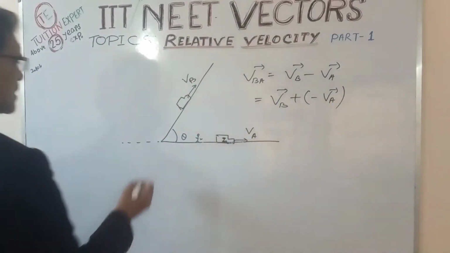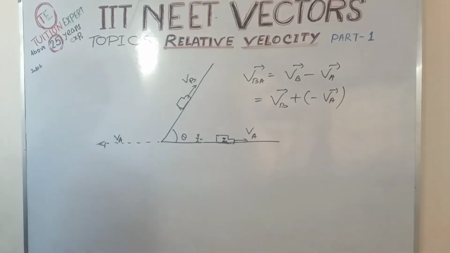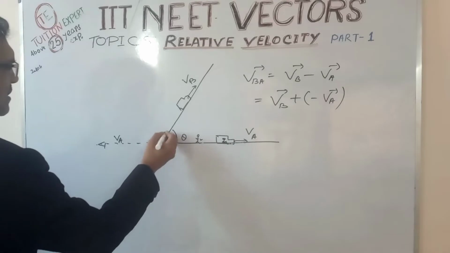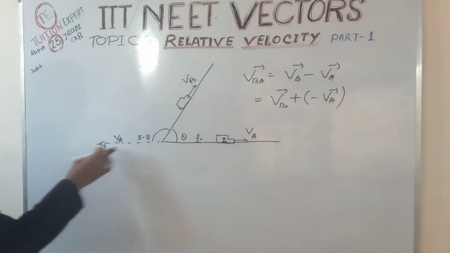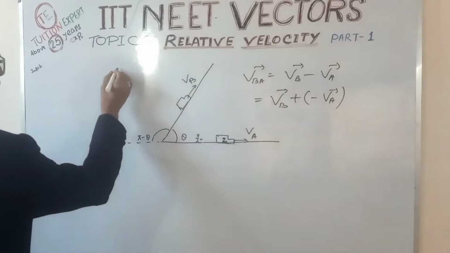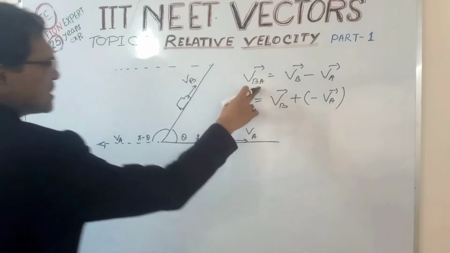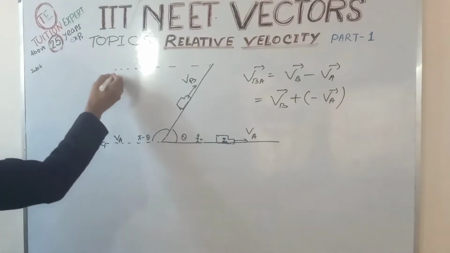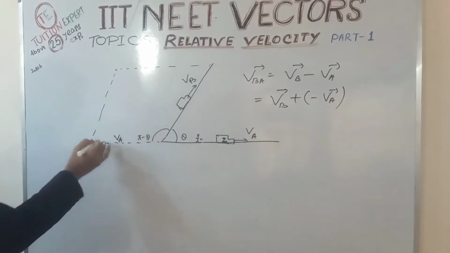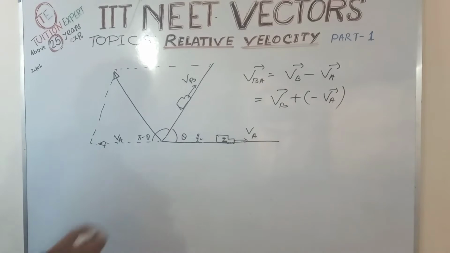Now what is VA? We reverse the velocity of car A. Now this is theta, so this angle is pi minus theta. Now this is VA, this is VB. So what is the direction of VBA? The direction of VBA equals this plus this. So if we draw that parallelogram, then the direction will be this. So this is VBA.